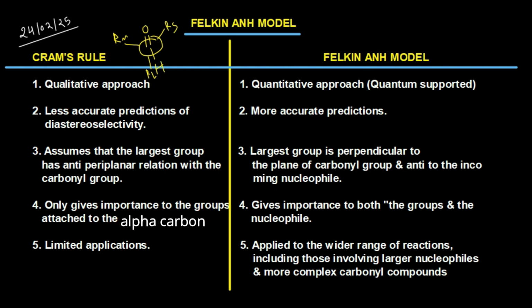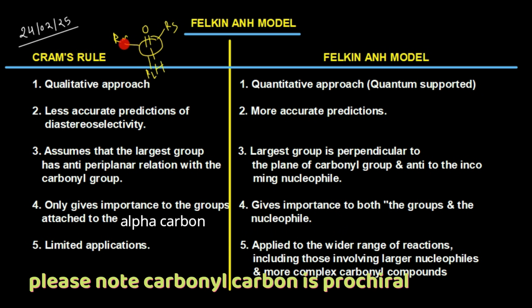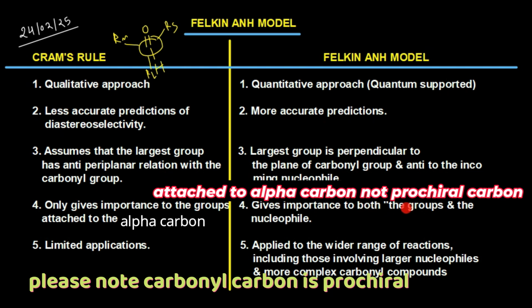That means, see, this is the prochiral center, right? And this carbon attached here is the prochiral center. If these RM, RS, and RL are different, only these three groups are noticed by Cram's rule. But in the case of the Felkin-Anh model, it gives importance both to the groups attached to the prochiral carbon as well as to the incoming nucleophile.